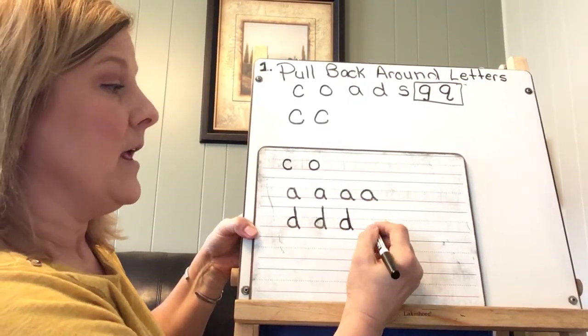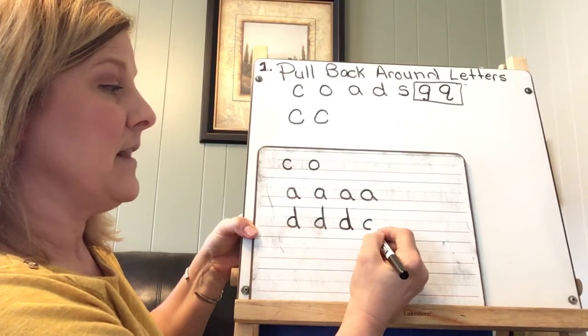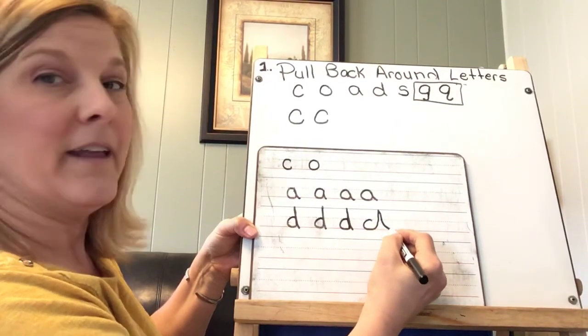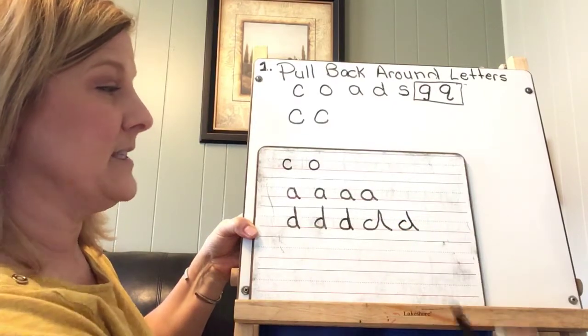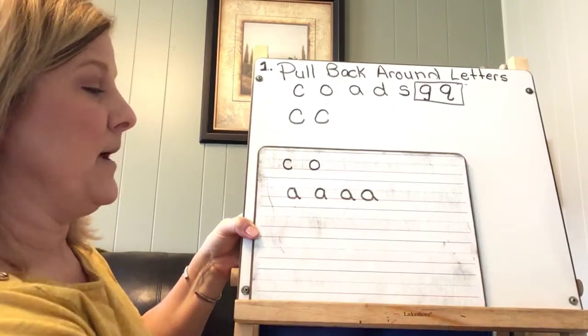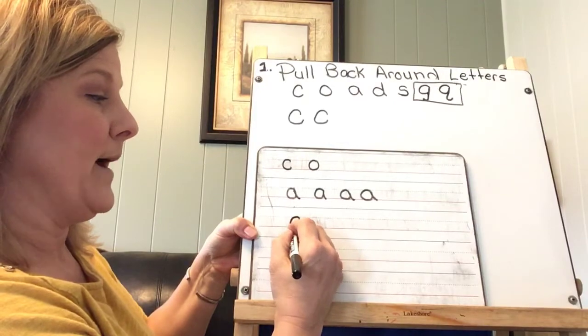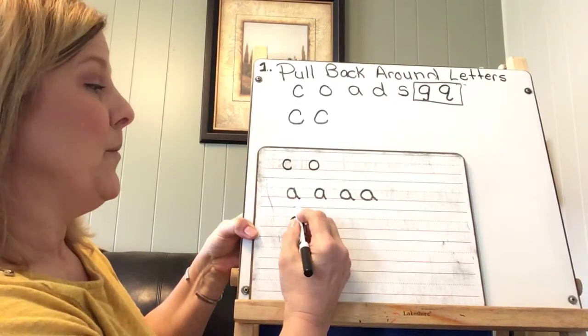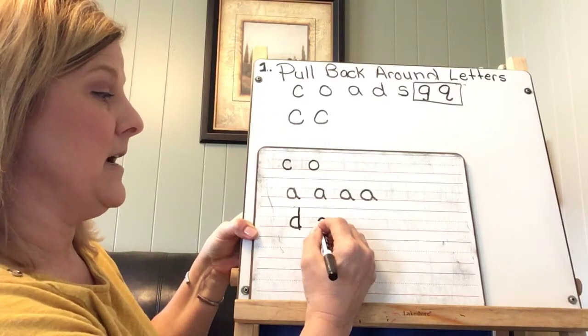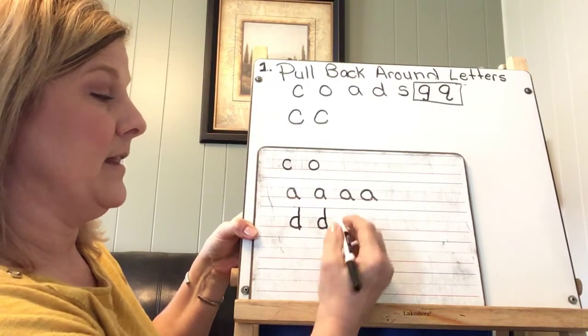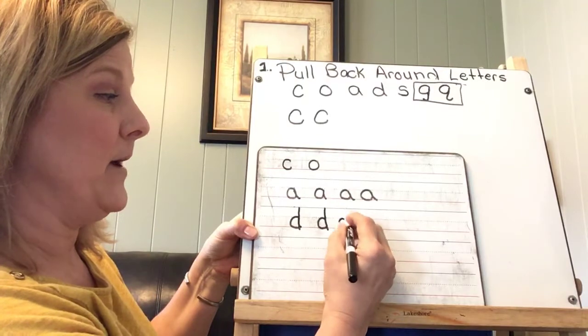If they're unable to do this and their D's are starting to look like this and they're not closing up or keeping it together, I would definitely recommend going back to the pull back around C, reach tall, and then line up that stick to that letter D in that way.